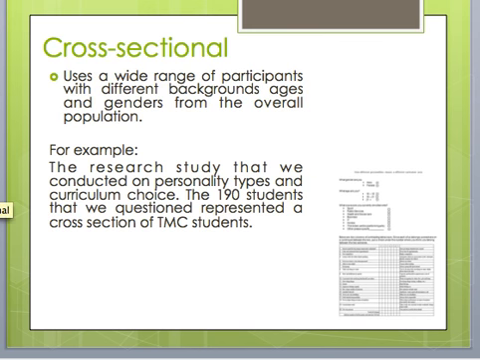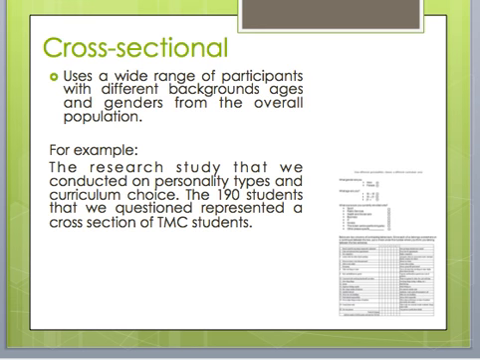The second is cross-sectional, and this research involves using a range of participants with different backgrounds, ages, genders from the overall population. If you can remember a few weeks back, we did a study on to see how personality affects curriculum choice, and we questioned 190 students. Those 190 students were a cross-section of the Manchester College student base.